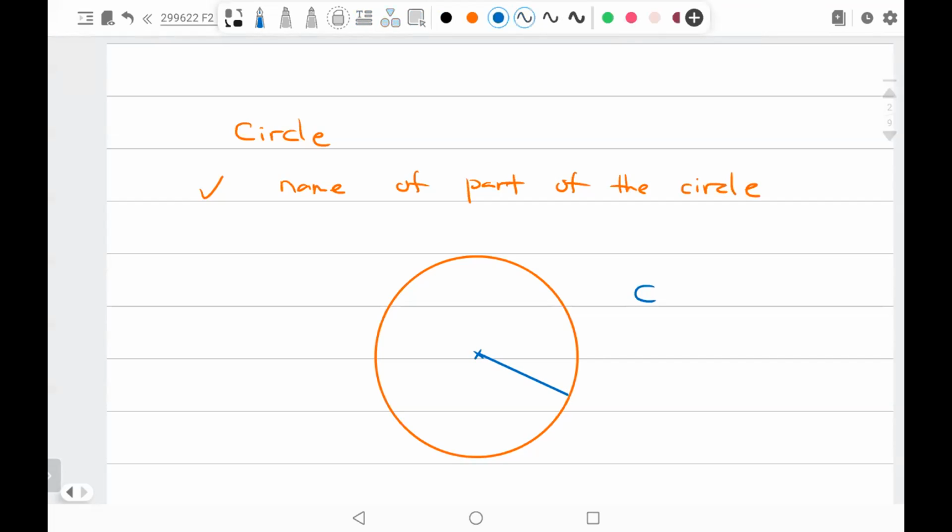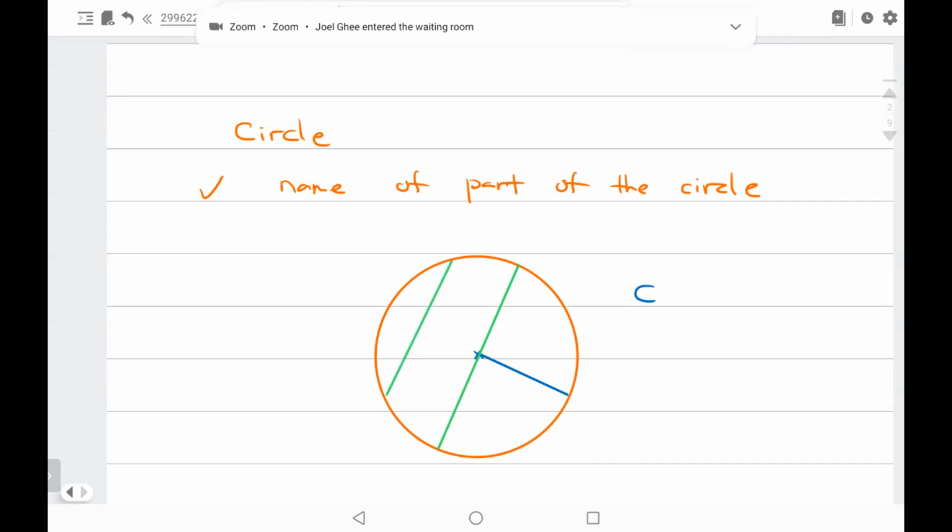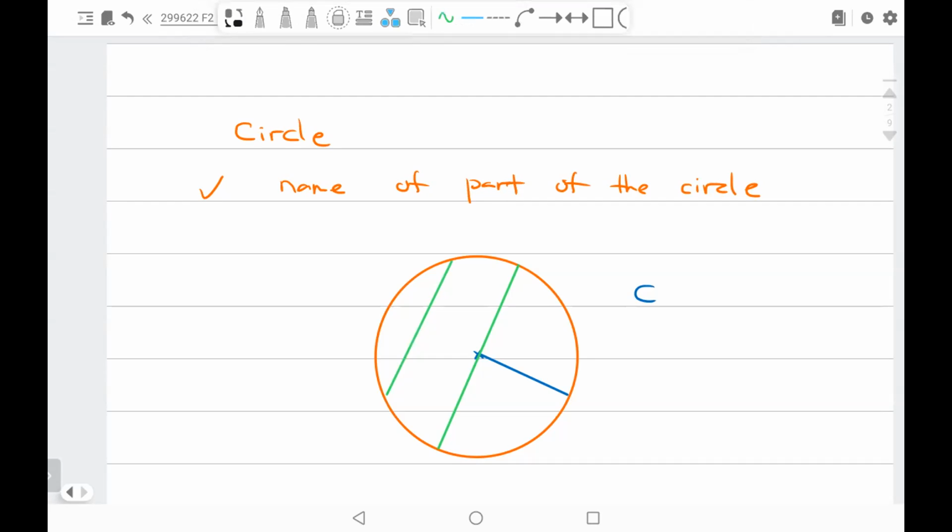A line crossing the center makes the diameter. But what if a straight line is not passing through the center? Then it is known as a chord, C-H-O-R-D. So we must know the difference.